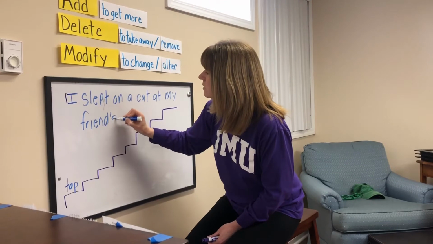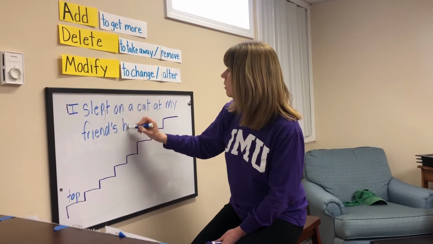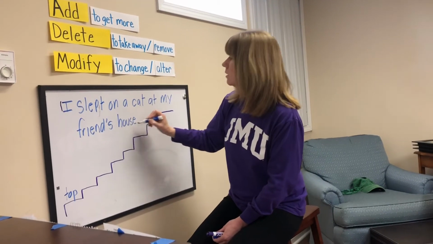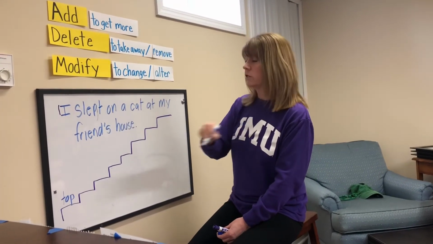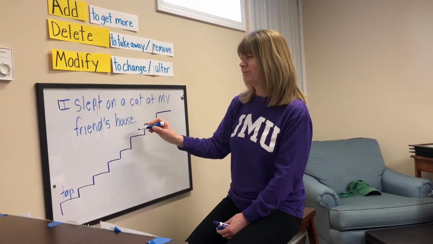There's my apostrophe S because it shows ownership. It's my possessive S, my friend's house. Period. Don't forget your punctuation. I slept on a cat at my friend's house.